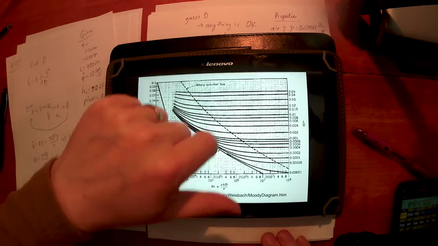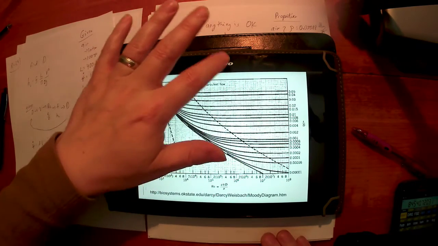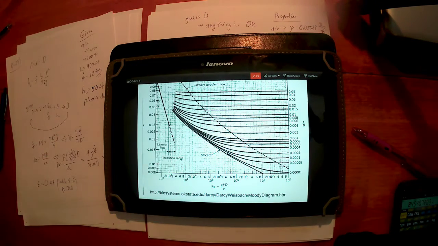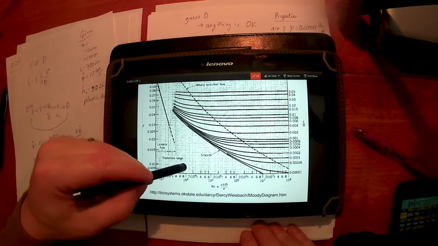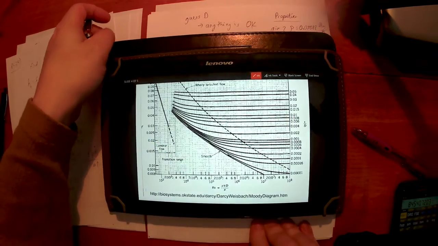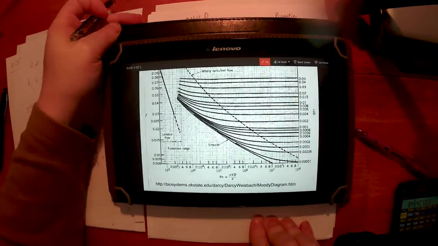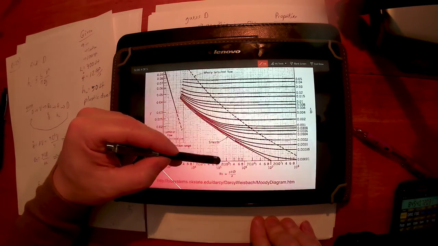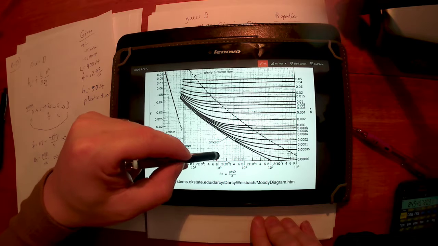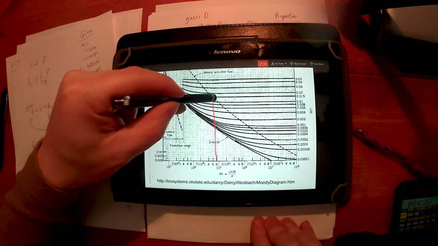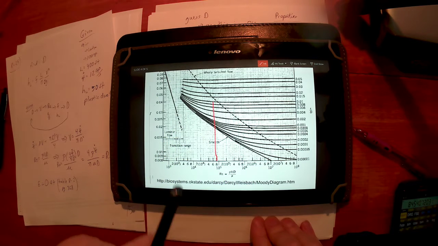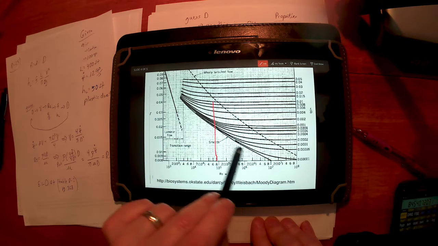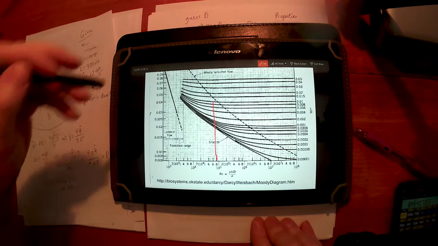All right, we'll do the first one right. So 8.4 times 10 to the 4. So that's going to be somewhere in here, roughly. Now, this is my smooth line. This bottom line here is epsilon over d equal to 0. That's what we call the smooth line.